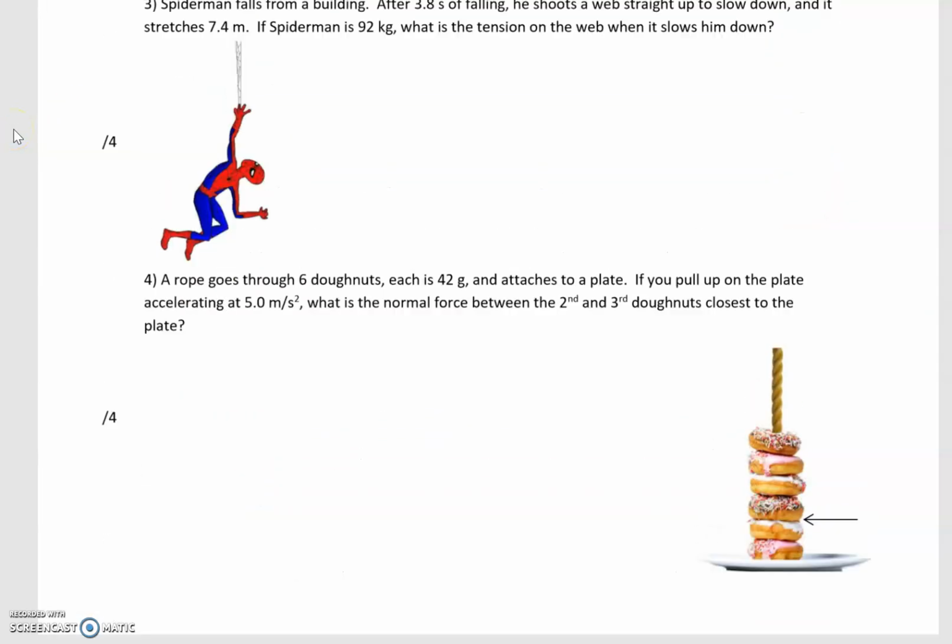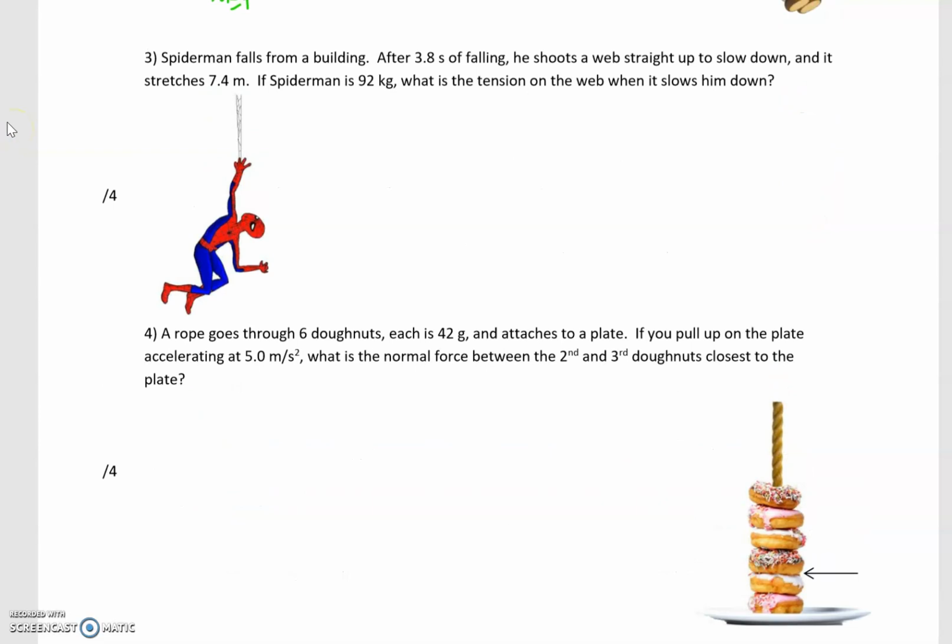All right. So next we have Spider-Man falling from a building, and he's going to shoot a web after 3.8 seconds, and it stretches 7.4, looking for the tension of the web when it slows him down. Okay, well, first things first, if he's falling down and he uses a web to slow him down, there's going to be a lot of tension on that web, because he might be going down, but he's slowing down, so the acceleration is actually up, the opposite direction.